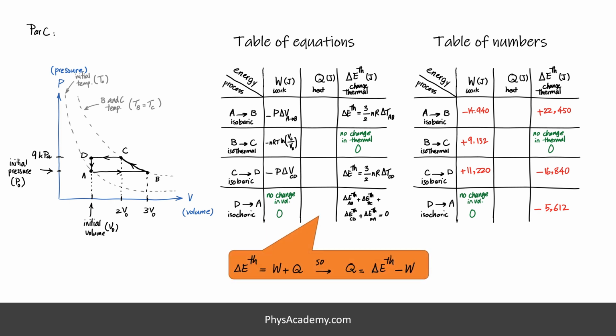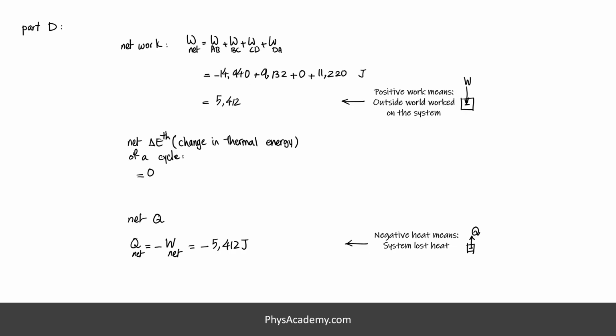For calculating the exchanged heat, we have all of the pieces. Using the heat equation, we can calculate the numbers. Now we have all of the numerical values we needed for part C. Part D is pretty straightforward now that we have all of the works, heat and thermal energies. To find the net values, we calculate the sum of them. So the conclusion is that, in one cycle, the surrounding environment compresses the gas, and gas releases energy.